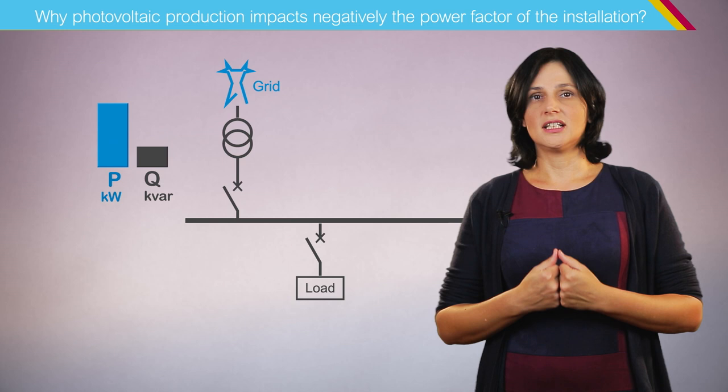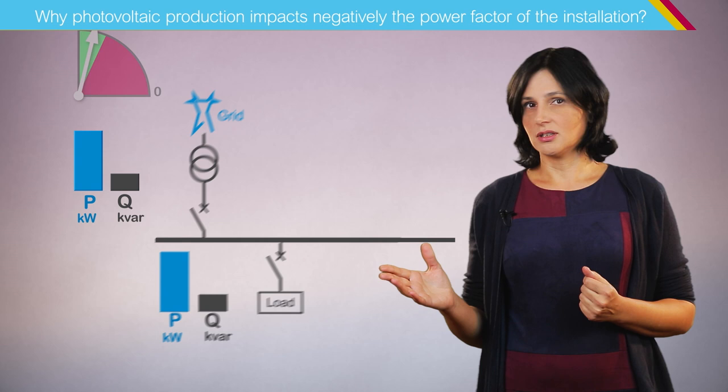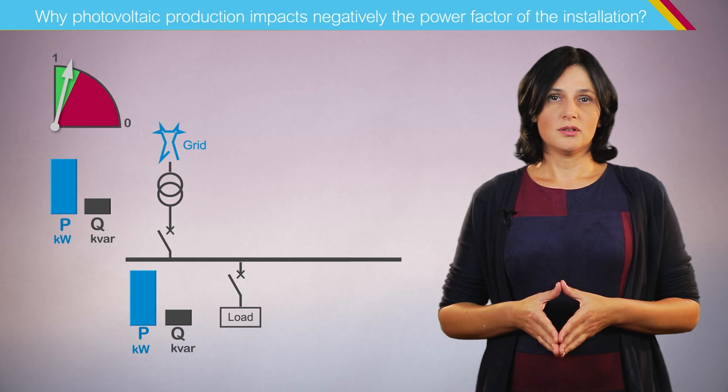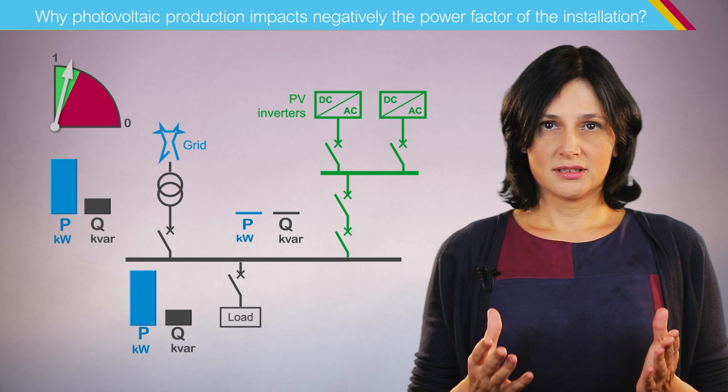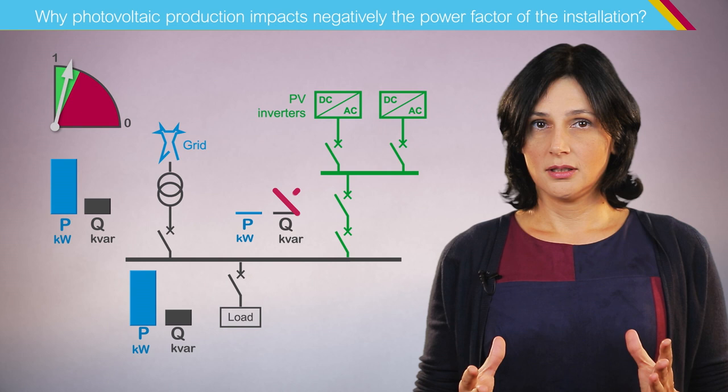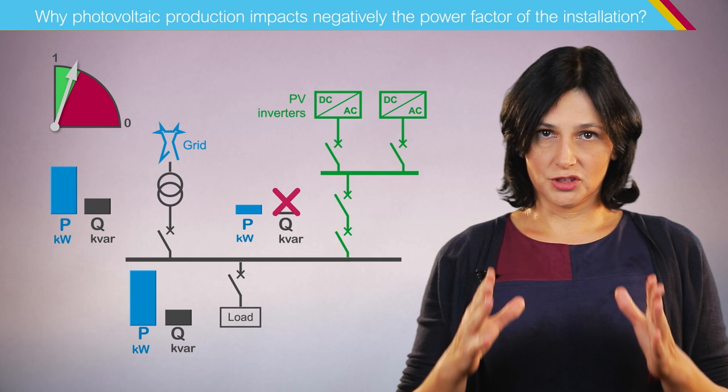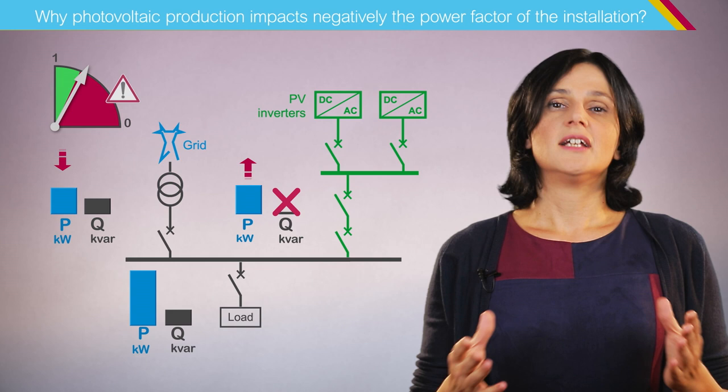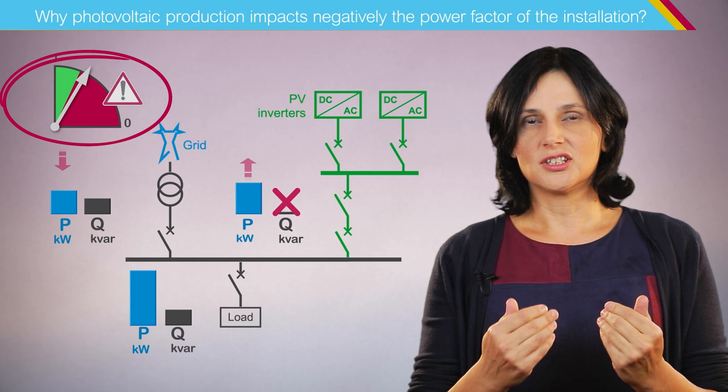Let's consider an installation which does not require power factor correction before the addition of photovoltaic production, as shown here. Now, let's add a photovoltaic system to this installation. By default, the inverters produce and inject active energy only. So, when the photovoltaic production increases, the active energy required from the grid decreases accordingly. And therefore, the power factor at the point of connection decreases, which may result in financial penalties.